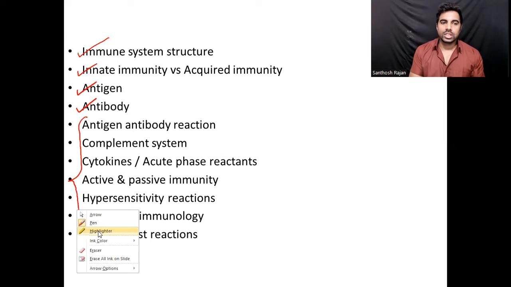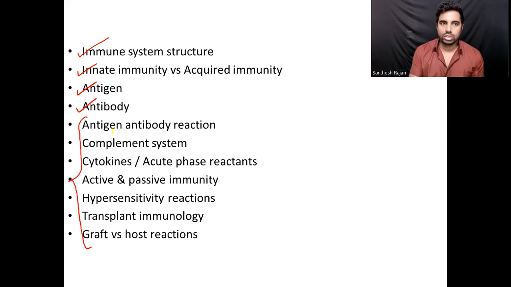So see, this second part of immunology, which we're going to discuss today, has very important things. First is the antigen-antibody reaction itself, which is important because you're going to talk about all the immunological reactions, the types of immunological reactions. That means serological tests, different types of serological tests, important in microbiology. And then the complement system, cytokines and acute phase reactants, and active and passive immunity, hypersensitivity reaction, very important. Always questions are asked from this topic. Transplant is also very important, and then graft versus host reaction. These are the topics you're going to discuss.